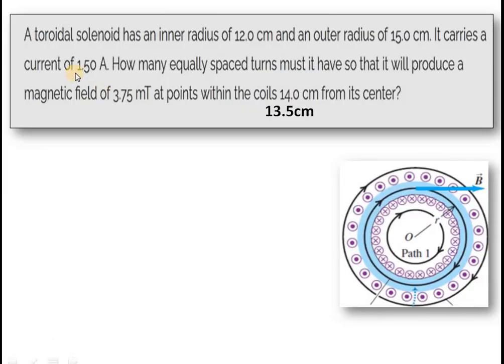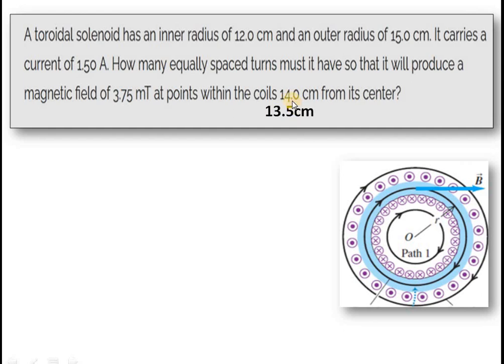Here there is another question. A toroidal solenoid has an inner radius of 12 centimeter and an outer radius of 15 centimeter. It carries a current of 1.5 ampere. How many equally spaced turns must it have so that it will produce a magnetic field of 3.75 millitesla at points within the toroid, 13.5 centimeter from its center?